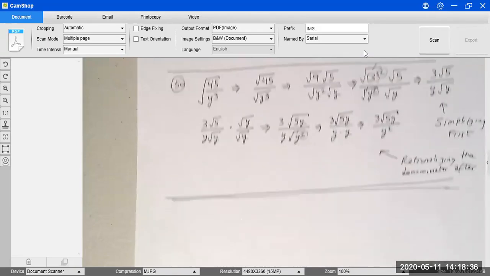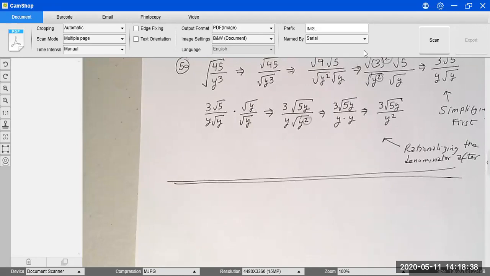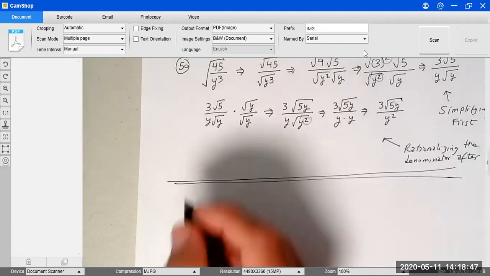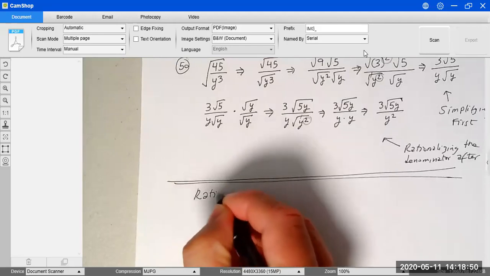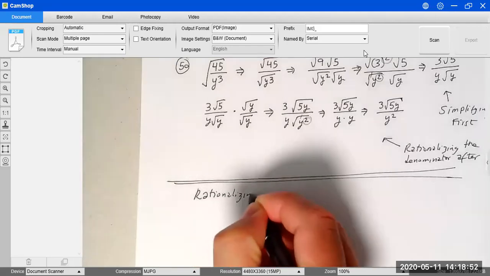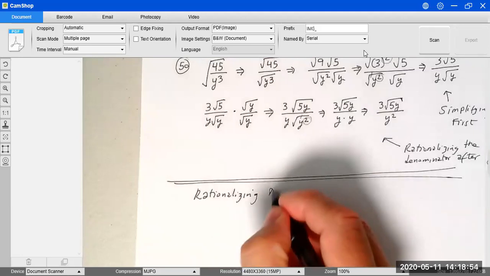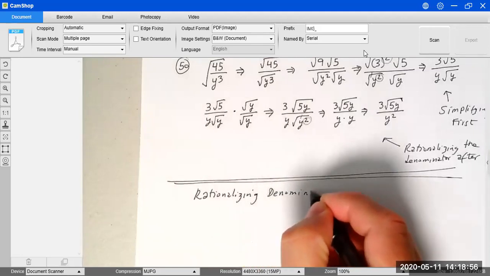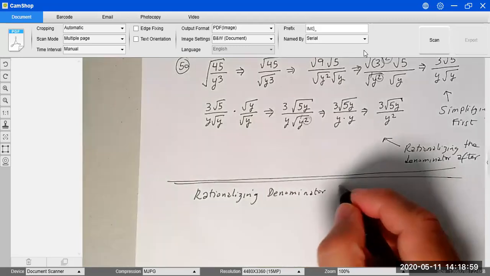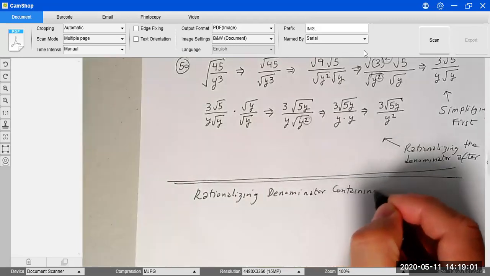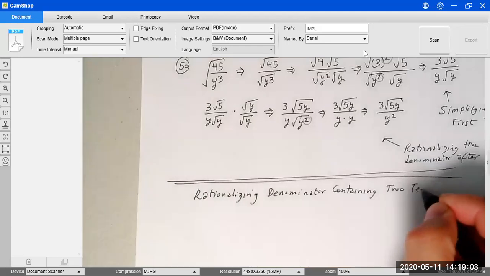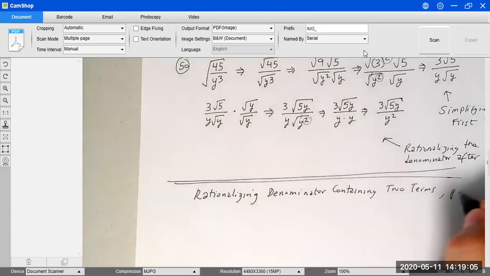So now we're going to continue with the second class of problems that we're going to work on, which is rationalization. We're going to rationalize denominators containing 2 terms. So this is rationalizing denominators containing 2 terms. So now we have one more term, and this is on page 597.